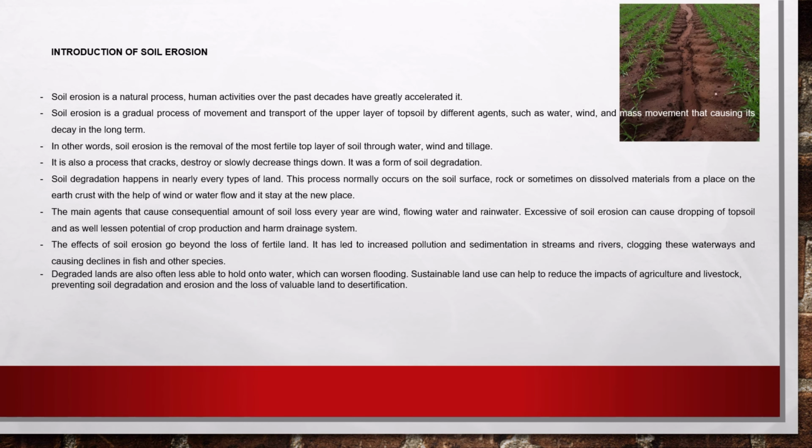Introduction of soil erosion. Soil erosion is a natural process. Human activities over the past decades have greatly accelerated it. Soil erosion is a gradual process of movement and transport of the upper layer of topsoil by different agents such as water, wind, and mass movement that cause its decay in the long term. In other words, soil erosion is the removal of the most fertile top layer of soil through water, wind, and tillage. It is also a process that cracks, destroys, or slowly wears things down. It is a form of soil degradation.